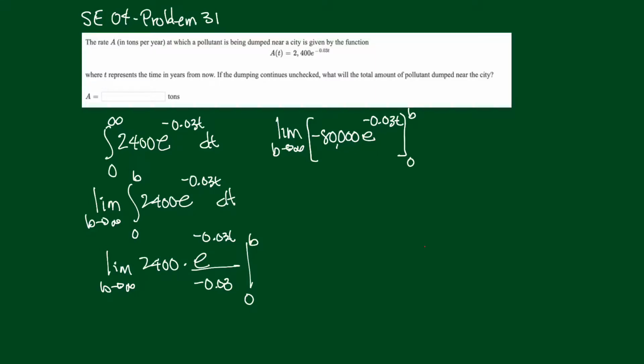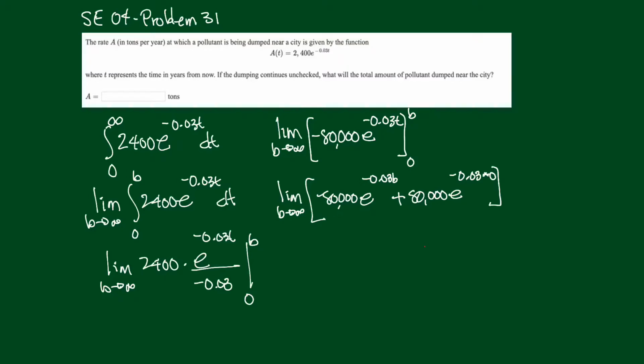Let's put in our upper limit and our lower limit. This will give us the limit as b goes to infinity of, I'll write it, negative 80,000 e to the negative 0.03b, minus another negative, so negative negative is positive 80,000 e to the negative 0.03 times that lower limit, which is 0.